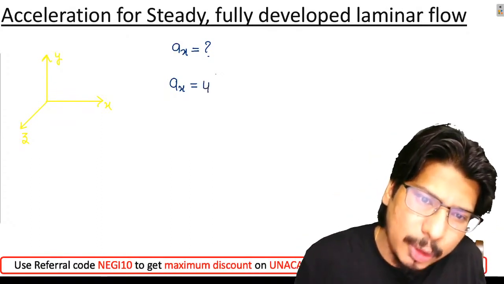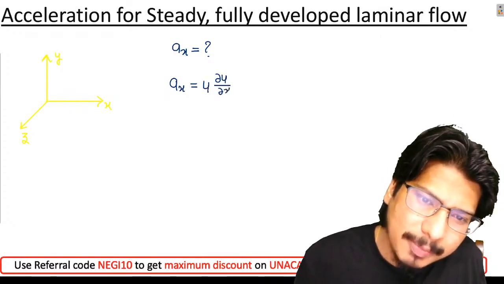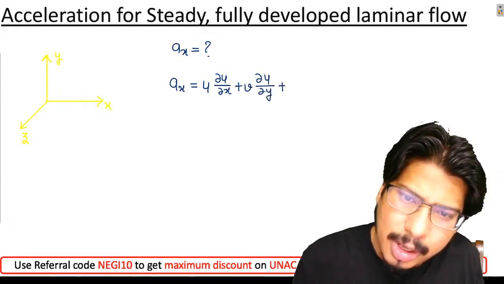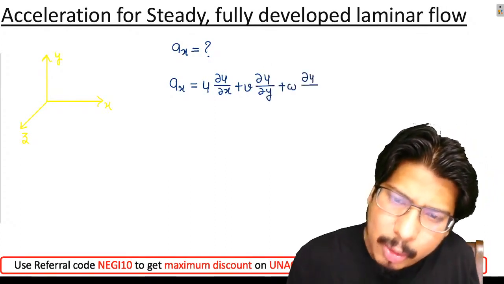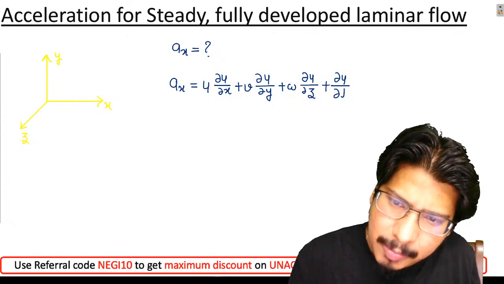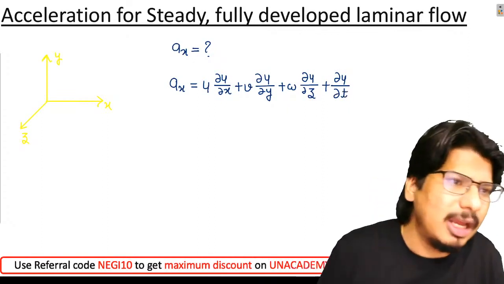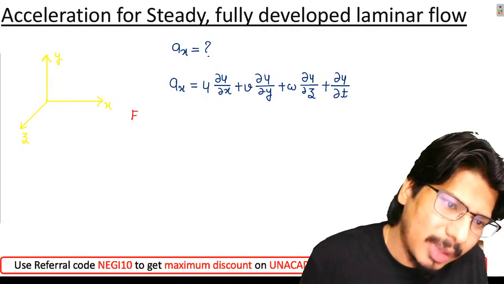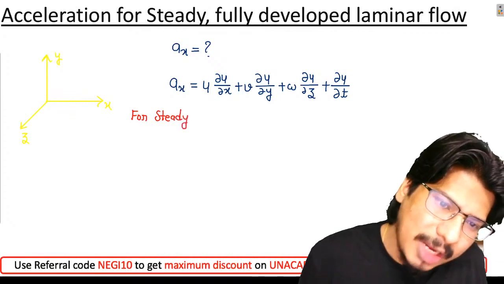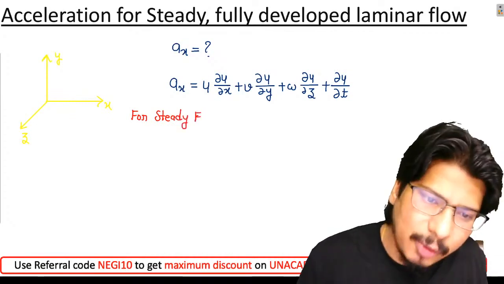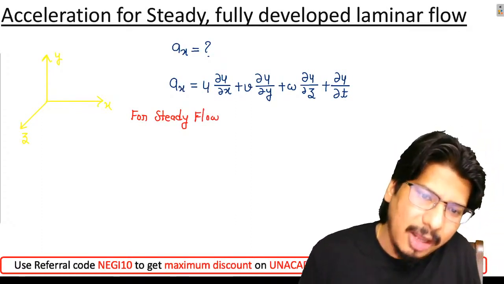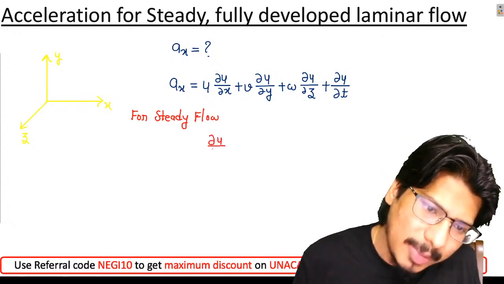In fluid kinematics, I have told you a_x equals u ∂u/∂x plus v ∂u/∂y plus w ∂u/∂z plus ∂u/∂t. Now listen carefully. Anyone in the class can tell me, for a steady flow, which term will be zero? Yes, excellent. For a steady flow, ∂u/∂t will be zero.